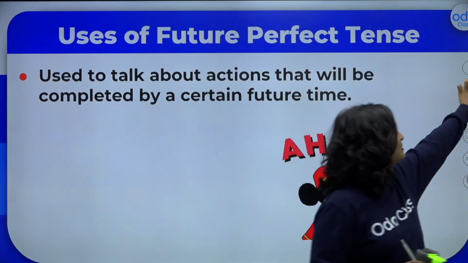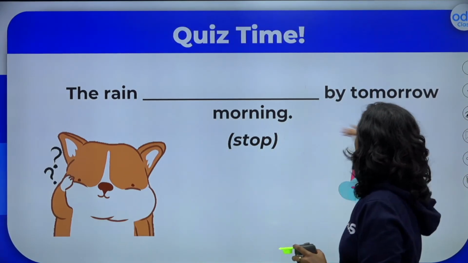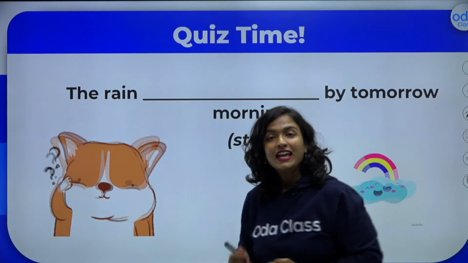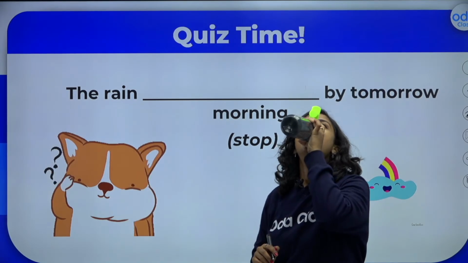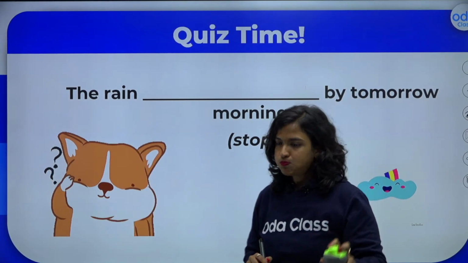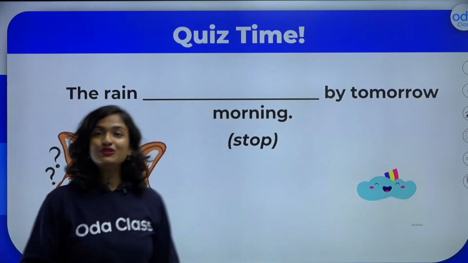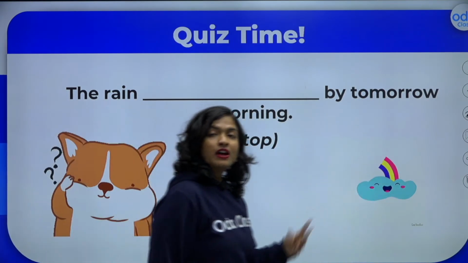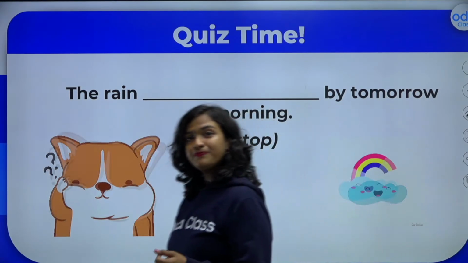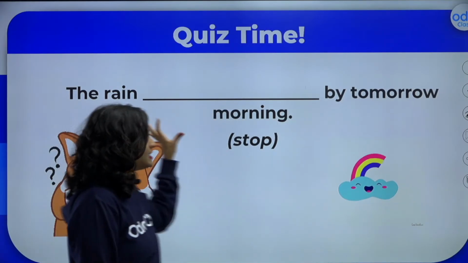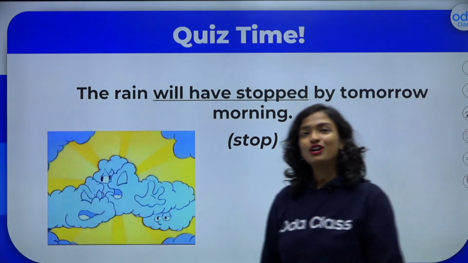Once again, students, tell me, how should I form this sentence? The rain blank by tomorrow morning. The action word to be used here is stop. Remember, kids, that we use will or shall, followed by have, followed by the third form of the verb. So, in this case, the rain will have stopped by tomorrow morning.